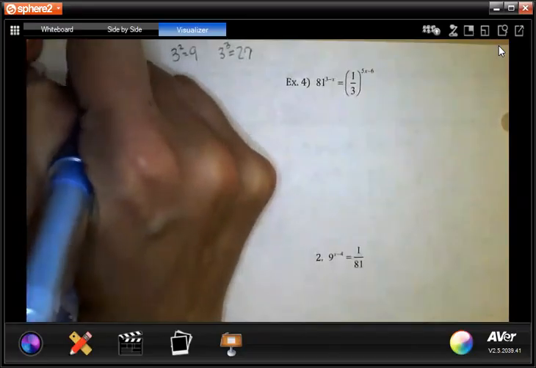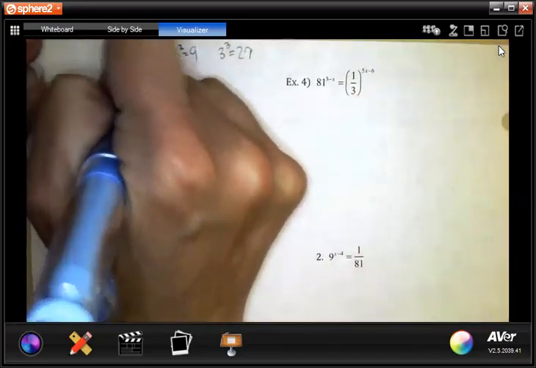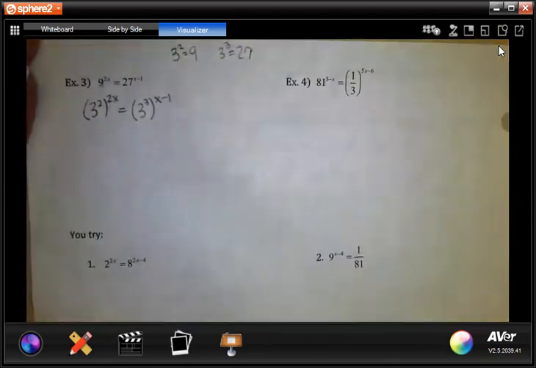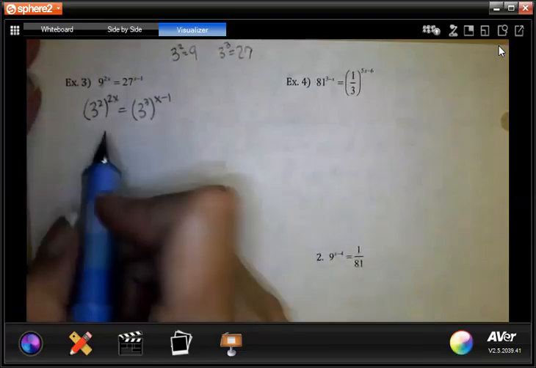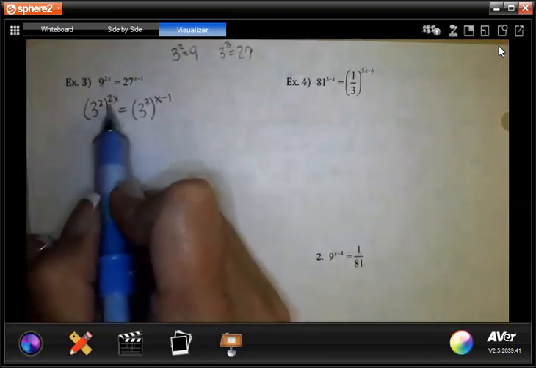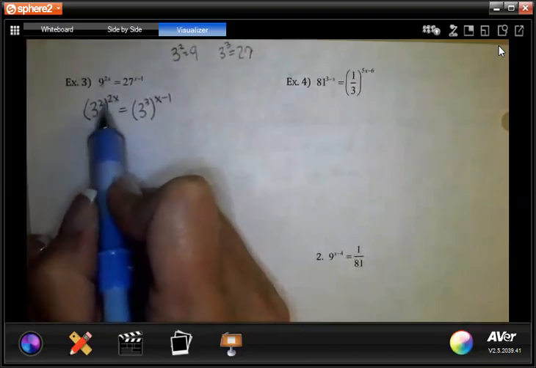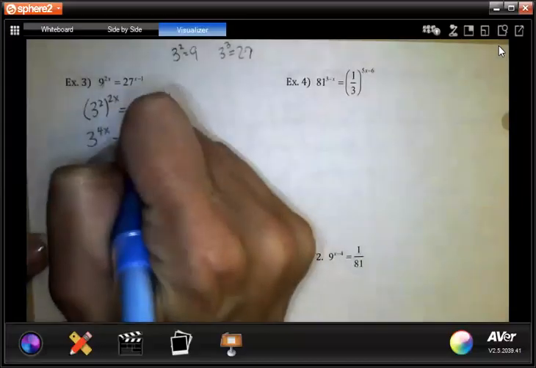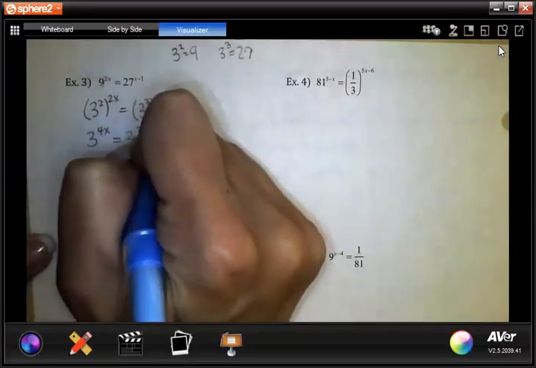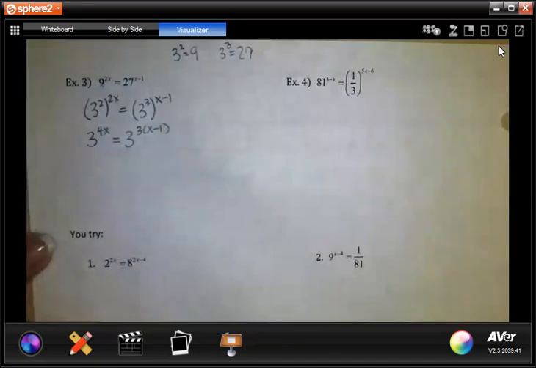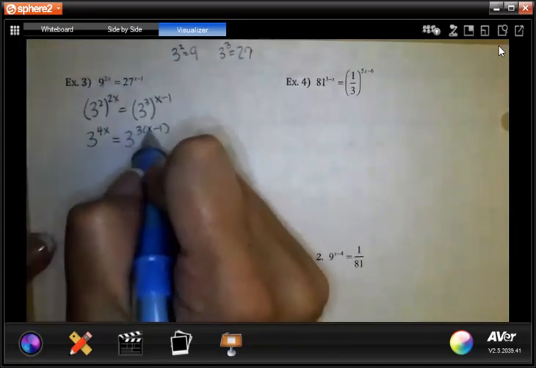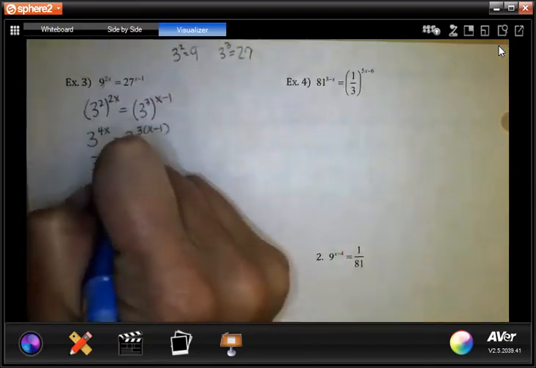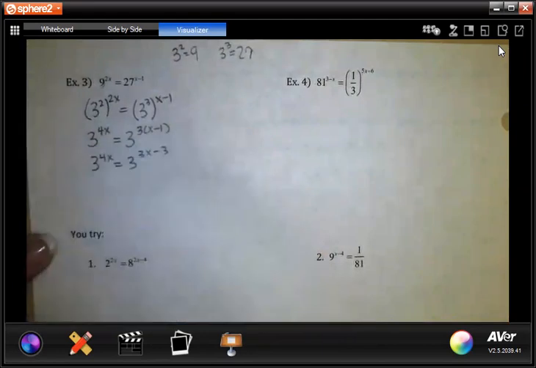So 3 to the second power is the same thing as 9, and 3 to the third power is the same thing as 27. Now we have the same bases. You remember your exponent rules. When you have a power to a power like this, you multiply. So this would be 3 to the 4x is equal to 3 to the 3 times x minus 1. So we do have to distribute that all the way through. That's why I wrote it out twice there. So we get 3 to the 3x minus 3.